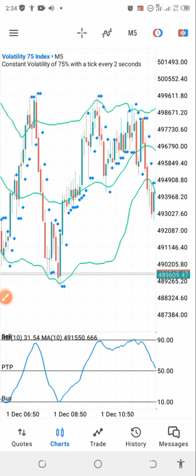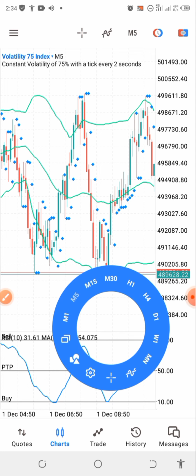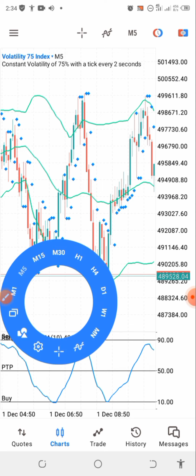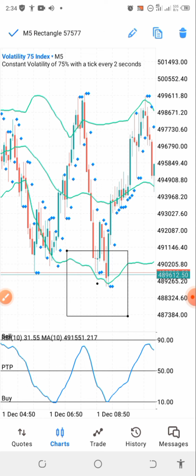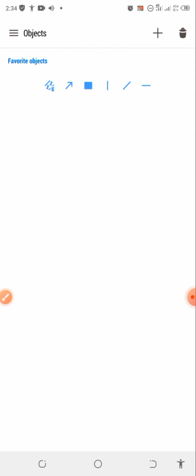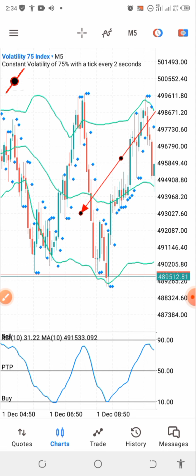Now, how are you going to make use of the strategy? Let's say you want to go for a buy. This is the VIX. Remember, this is VIX, and I'm also going to explain how you use it on Boom and Crash. First, let me explain how you can use it on VIX. What are you expecting to see before taking any trades? Let's say you want to go for a buy trade.